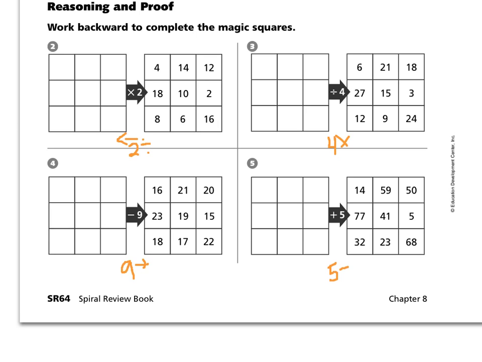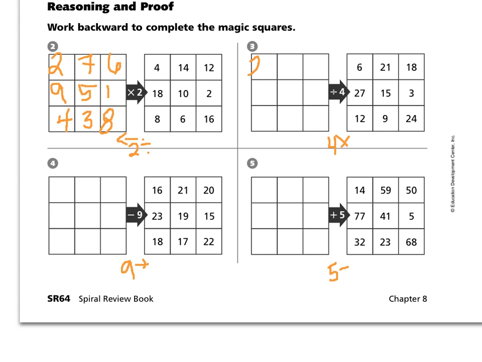So let's look at number 2. 4 divided by 2 is 2, 14 divided by 2 is 7, 12 divided by 2 is 6, 18 divided by 2 is 9, 5, 2 divided by 2 is 1, 4, 3, and 8. This one I'm multiplying by 4.